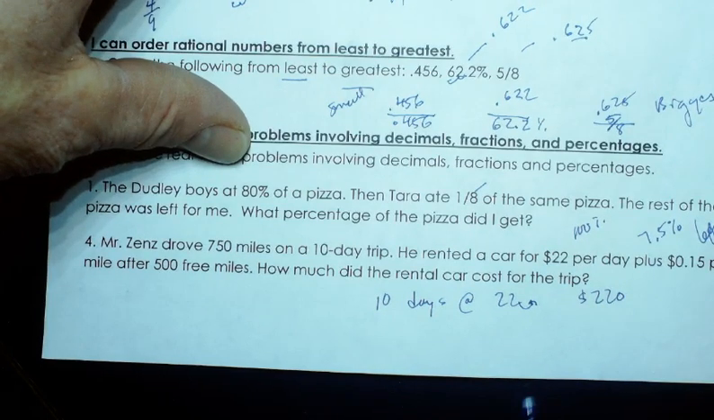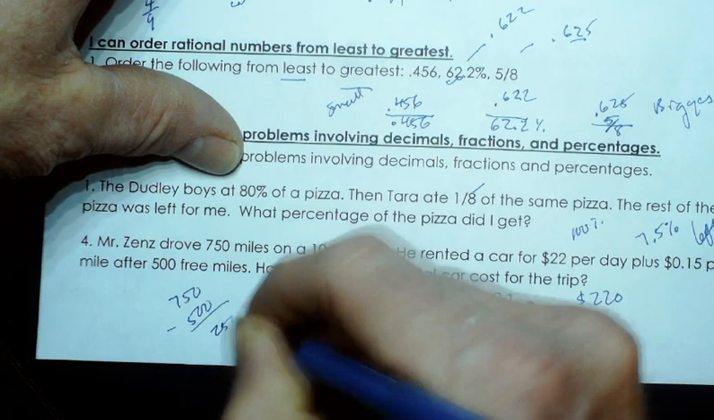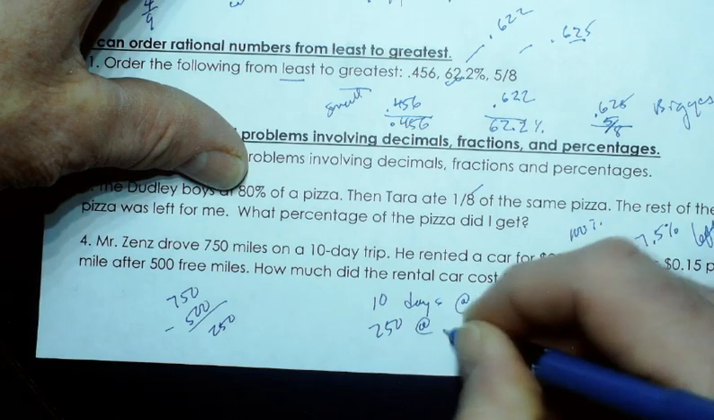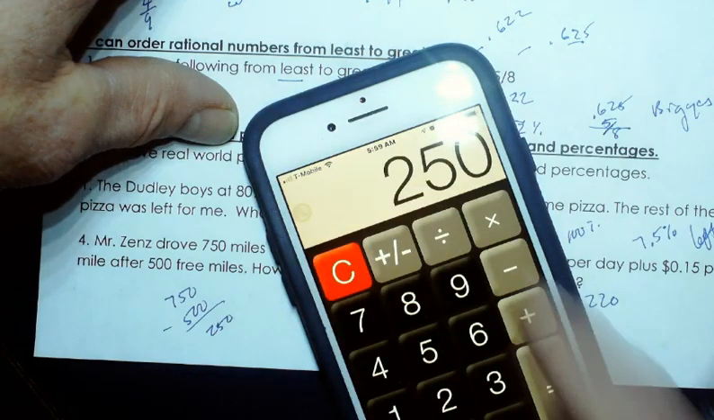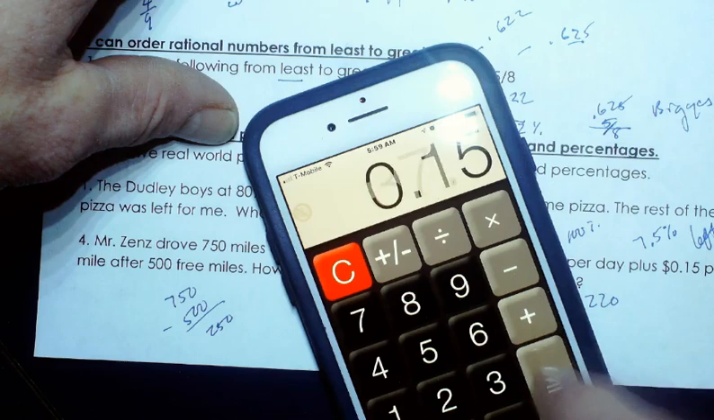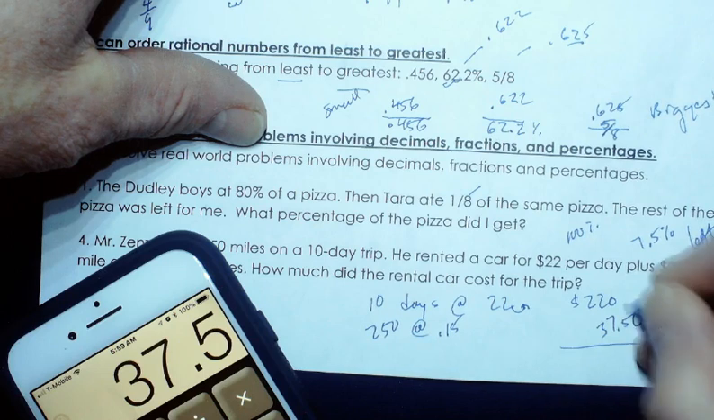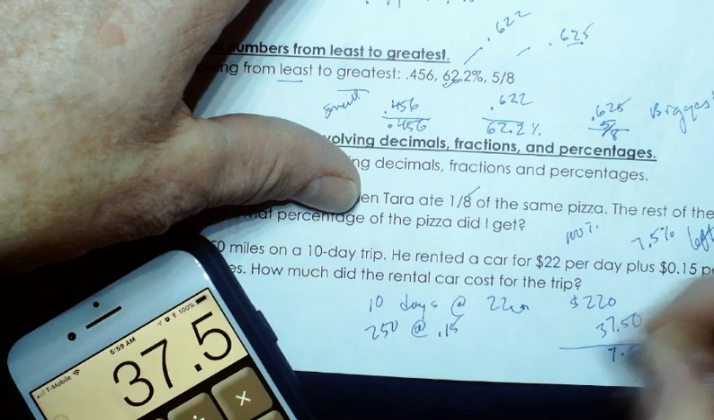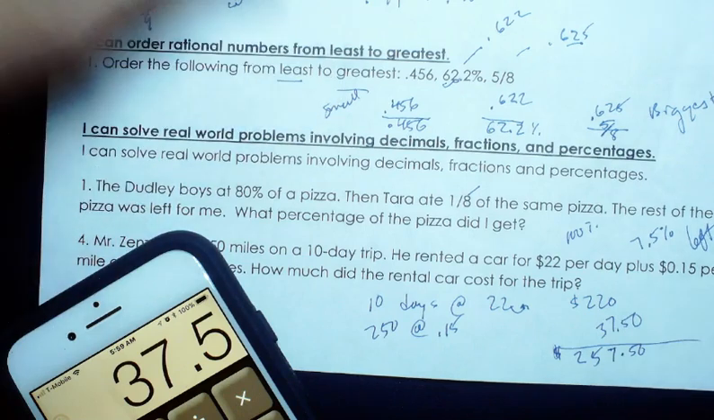And then he's got 15 cents per mile after 500 free miles. So 750 miles. If you subtract the free ones he's got 250 miles he has to pay for. So he also has 250 miles at 15 cents. So let's get our calculator back for that. Clear that baby out. 250 times 0.15, that's 15 cents, gives me 37.50. Add those guys up. Looks like we got $257.50 for him to rent the car.